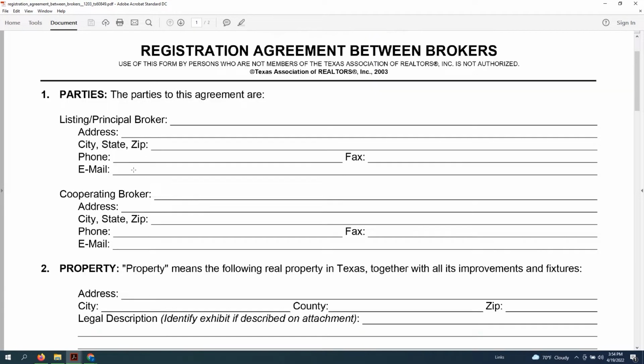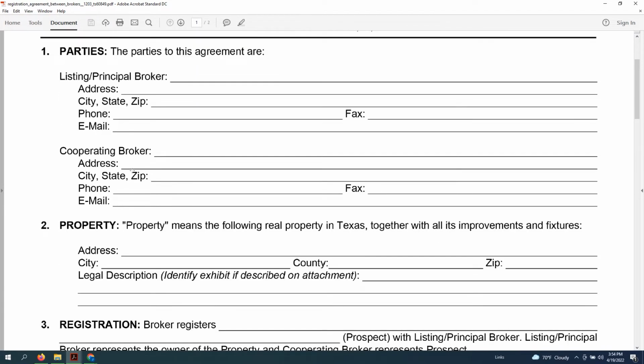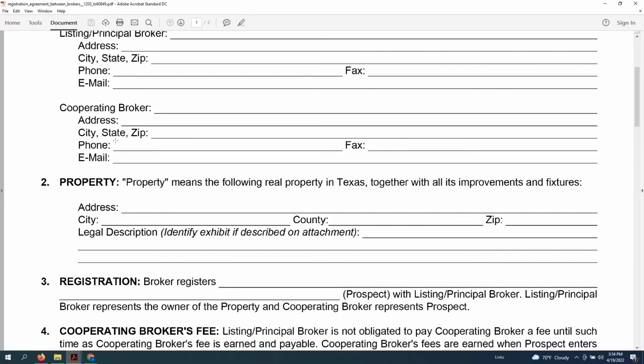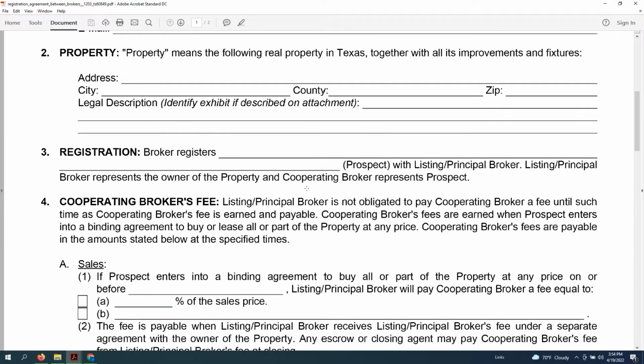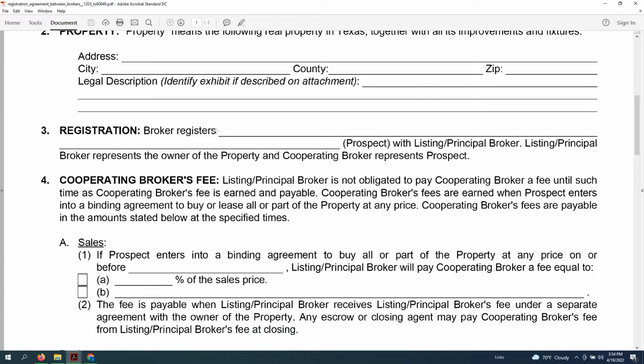This is the listing broker's information here at the top, and the cooperating broker would be your broker as the buyer's side. You can also use this form for leases too, so that would be you representing a tenant or a buyer. Property, again, is pretty straightforward. Registration here, you're registering.